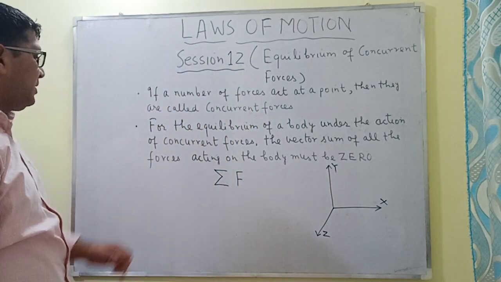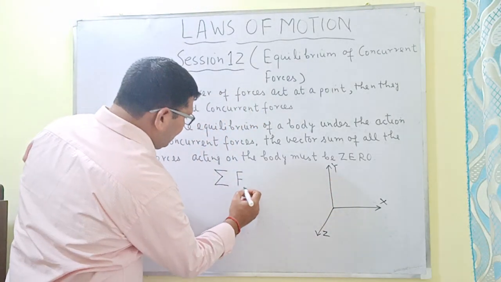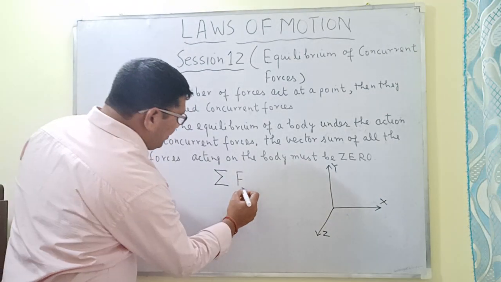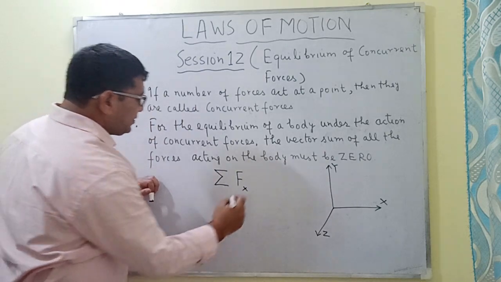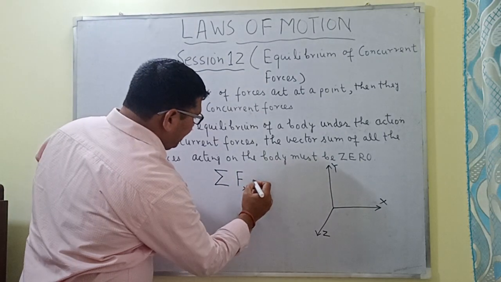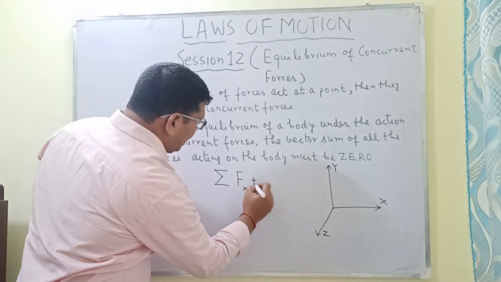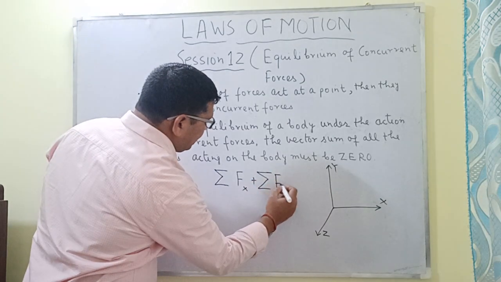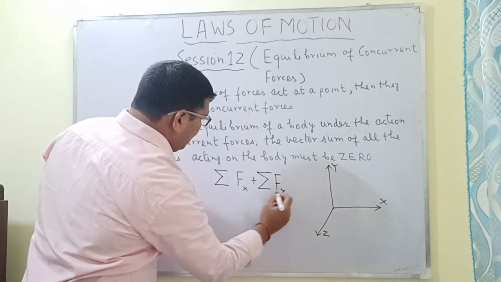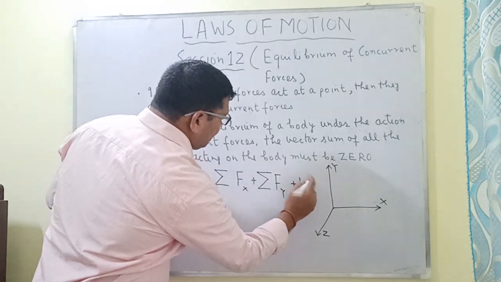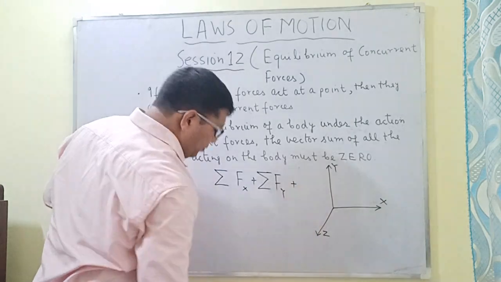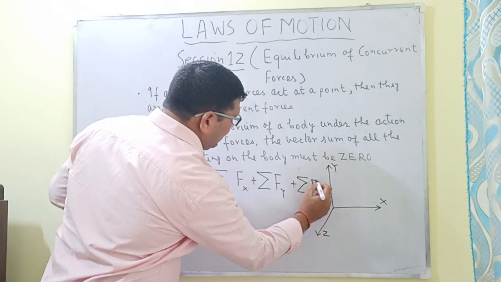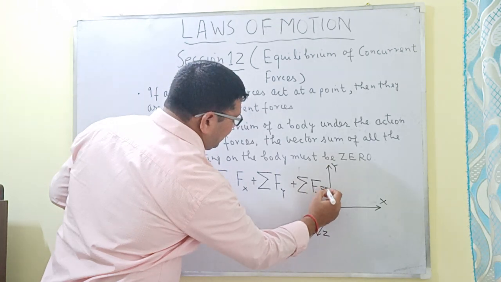So this definition can also be written as the vector sum of all the forces in the x direction, that is summation of Fx, plus the vector sum of all the forces in the y direction, plus the vector sum of all the forces in the z direction. This will be equal to 0.